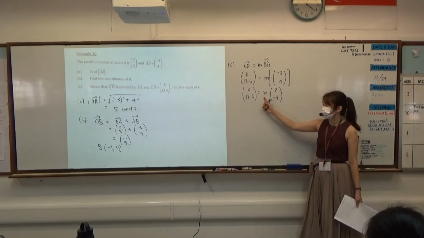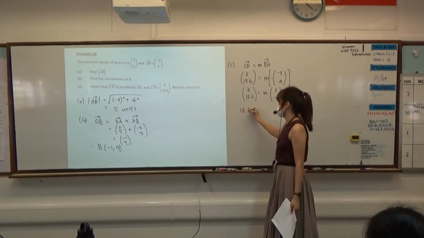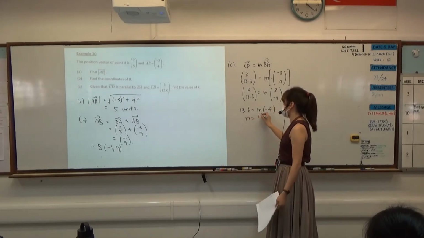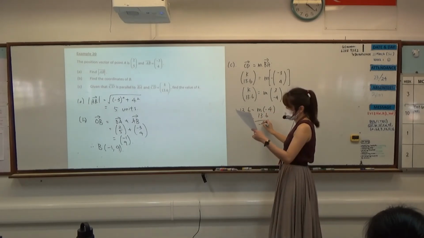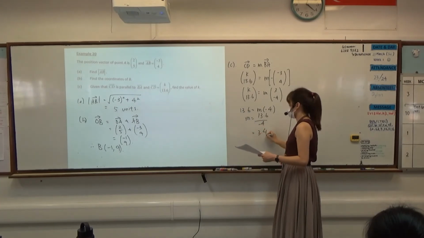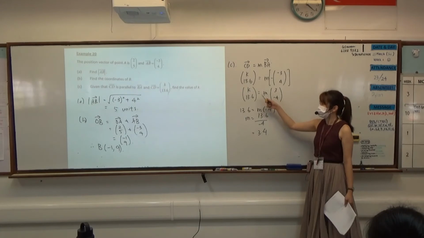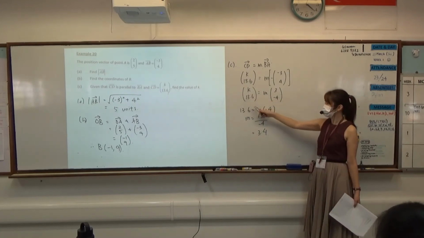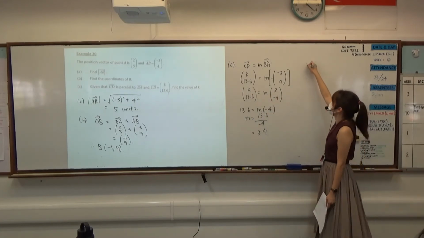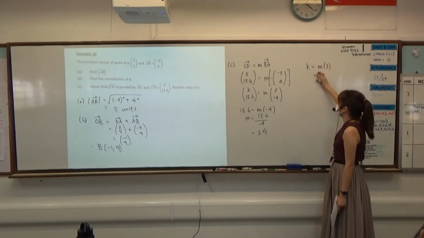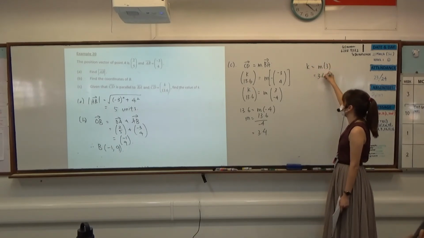And that can be done by 13.6 is equal to M times negative 4. So M is 13.6 divided by negative 4. That will be 3.4. After figuring out M by making use of the y component, we can then find out what is K, which is M times 3, and that will be 3.4 times 3.